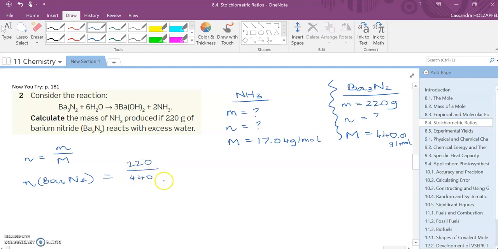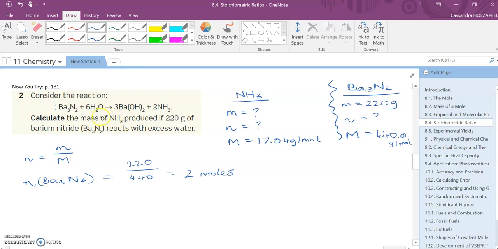I'm just going to round this to 440 to make it easy for myself. So this is going to be 2 moles. So 2 moles of barium nitride is reacting with an excess amount of water. Okay, so in this initial reaction, we can see we've only got 1 mole, and we're not going to write the number 1 out there, but we know we've got 1 mole of barium nitride. Now, in this case, we've got 220 grams of it, which is effectively 2 moles. So we've got 2 moles of this reacting with an excess amount of water.